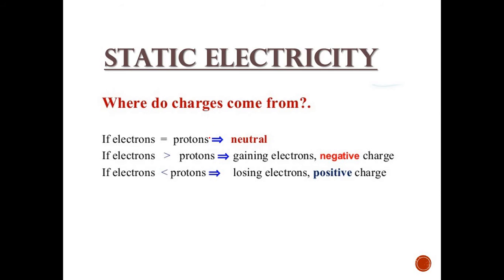So let us go to the fundamentals of charge. When the charge is neutral, it means that the quantity of electrons is equal to protons. When a charge is called a negative charge, it means that the electrons are more than protons. And when we call a charge a positive charge, it means that the protons are more than electrons.